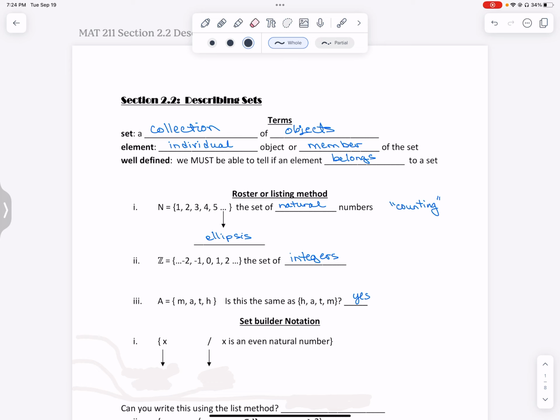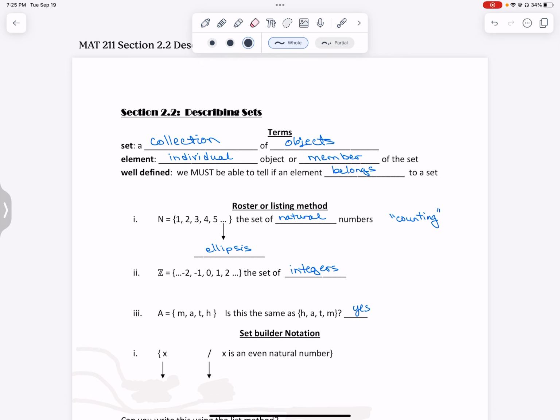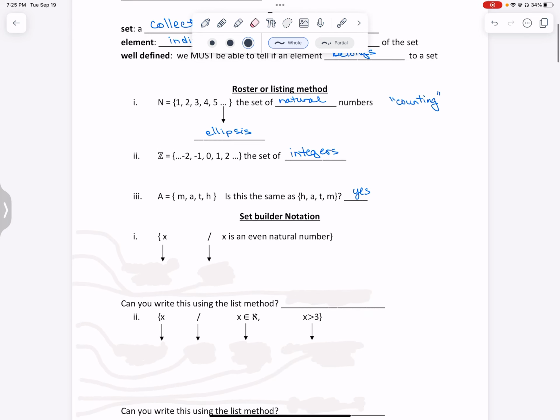So that's called the roster method or the listing method. You literally just list them. Notice what's at the end of each one of these. It's those little brackets. Those brackets are at the end of the list, because those brackets are how you know it's a set. Those brackets are also at the end of the set builder notation. So those brackets go on any set, whether it's in roster or listing method, or it's in set builder.